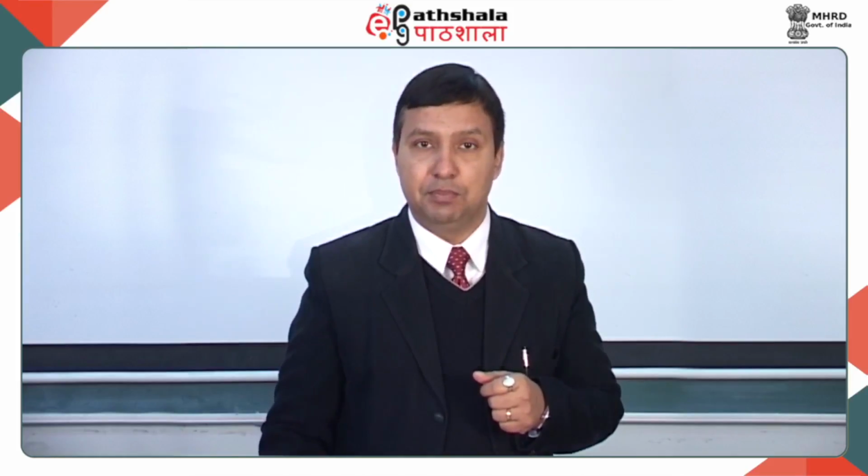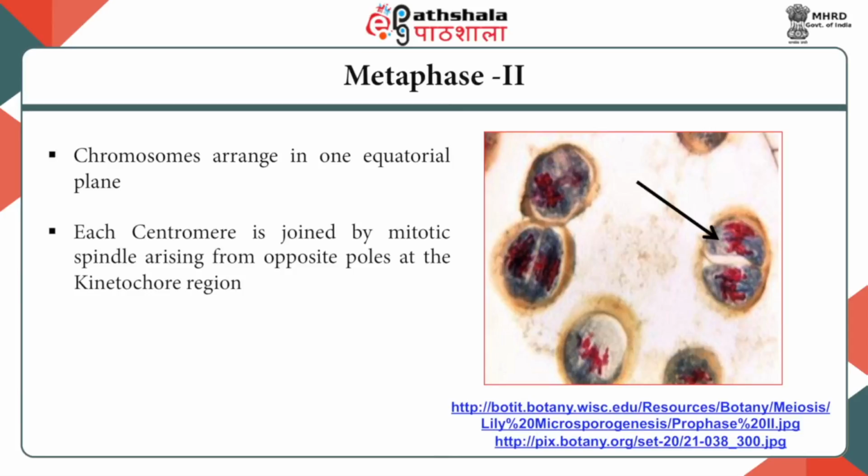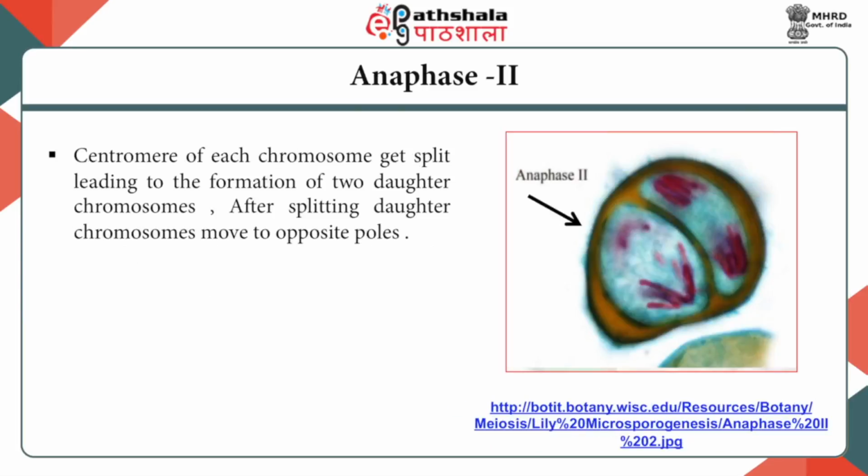Here you can see in the picture. Now, I am discussing metaphase 2: chromosomes are again aligned on one equatorial plate and centromeres are joined by mitotic spindle arising from opposite poles at the kinetochore. During anaphase 2, sister chromatids separate, the centromere of each chromosome splits, leading to the formation of two daughter chromosomes. These daughter chromosomes move to opposite poles. You can see in the picture.